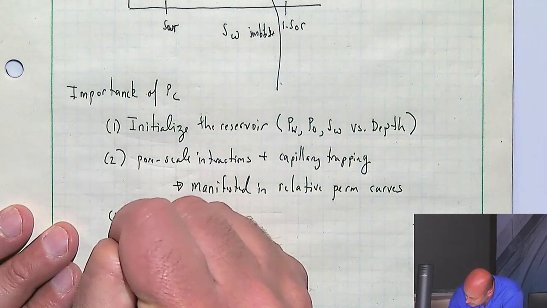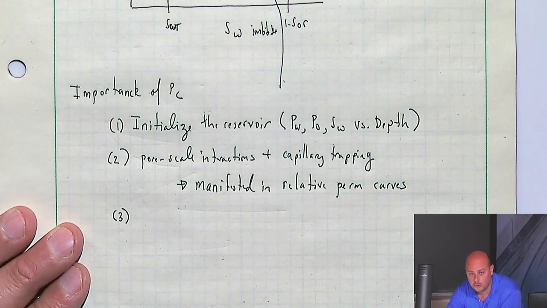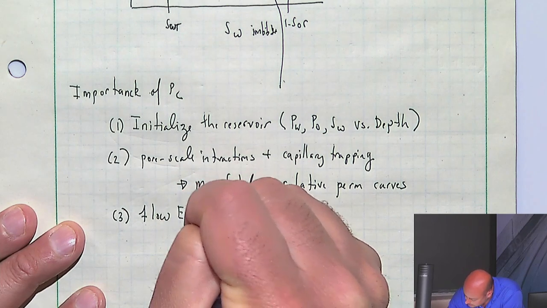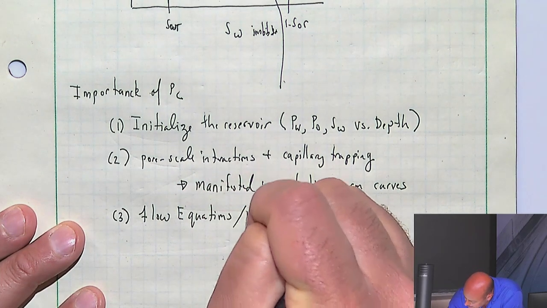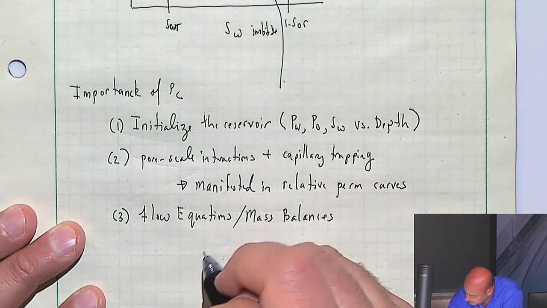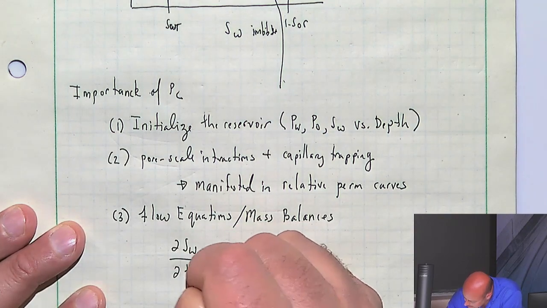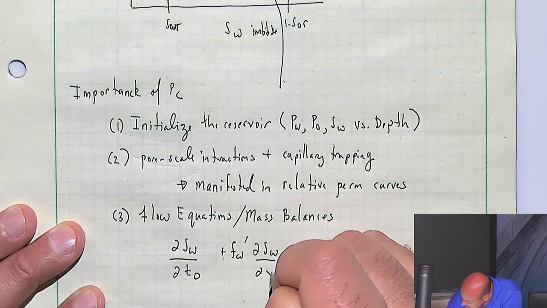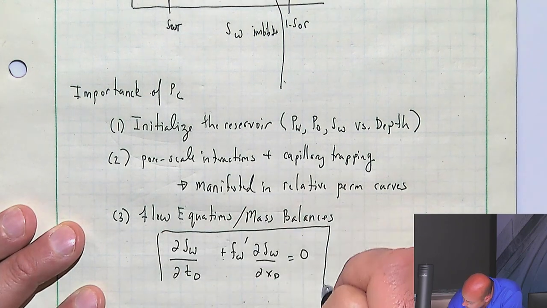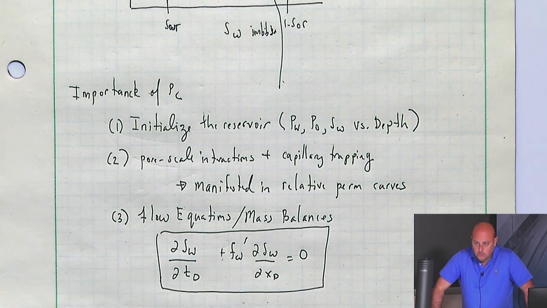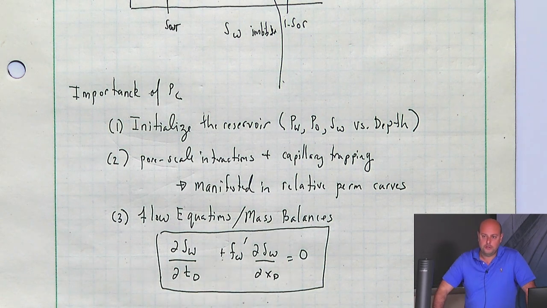But the last thing we could do is sometimes include capillary pressure directly in our macro scale equations. I call these the flow equations, and these were our mass balances that we derived a couple weeks ago. They look something like dSw/dtD plus fw prime dSw/dxD is equal to 0. But now fractional flow includes capillary pressure as well. So we will revisit that on Wednesday and figure out how we want to include capillary pressure in there.